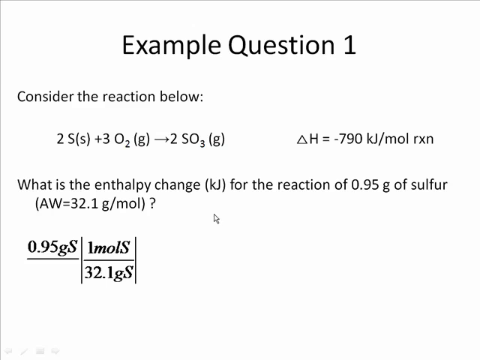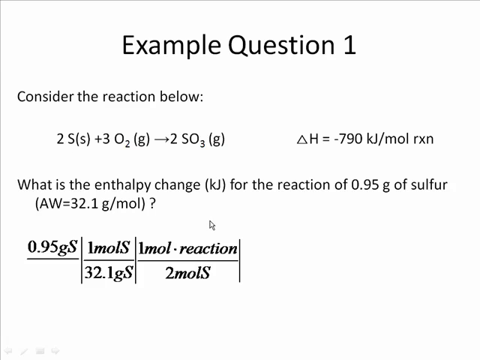But then up here, it doesn't say this is the enthalpy change per mole of sulfur. It says this is the enthalpy change per mole of reaction. So the next step, you might guess, is to go from moles of sulfur to moles of reaction. We'll look at the coefficient up here. It's basically telling us that there's 2 moles of sulfur every time there's 1 mole of reaction.